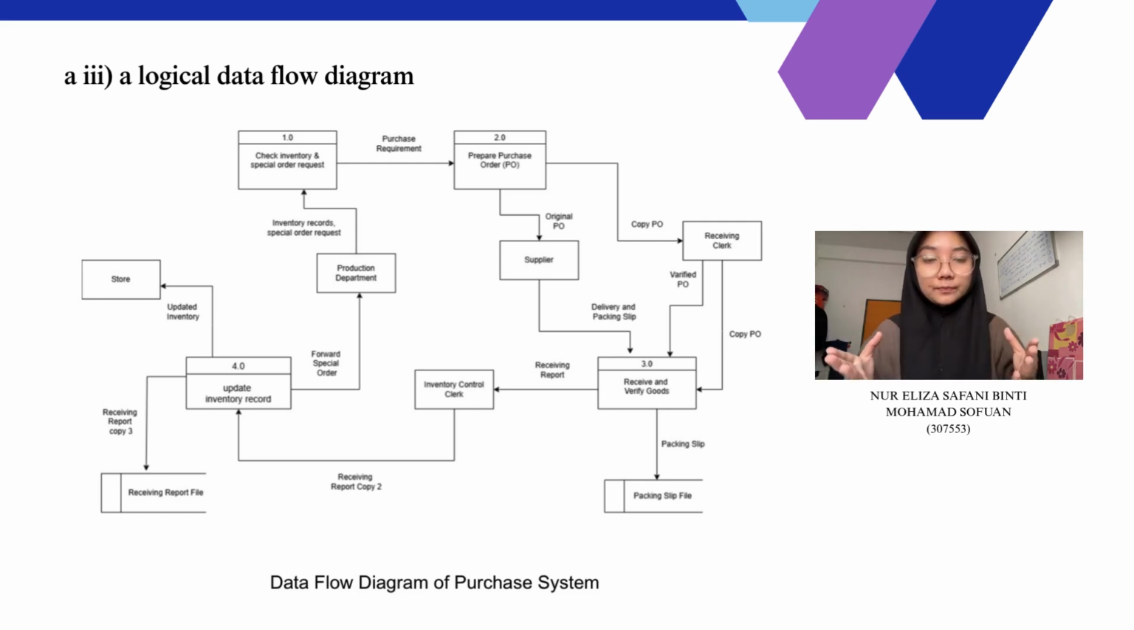So in addition to this process, we also observe important document flows such as the packing slip file and the receiving report file, which help maintain records for future reference. So to summarize, this DFD shows a clear 4-step purchase process that ensures items are properly ordered, received, verified, and also recorded into the inventory system.